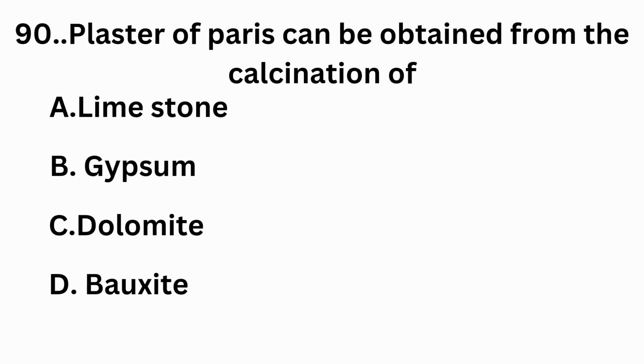Question number 90. Plaster of Paris can be obtained from the calcination of A. limestone, B. gypsum, C. dolomite, D. bauxite. The correct answer is B. gypsum. Calcination is a thermal treatment process to bring about a thermal decomposition.